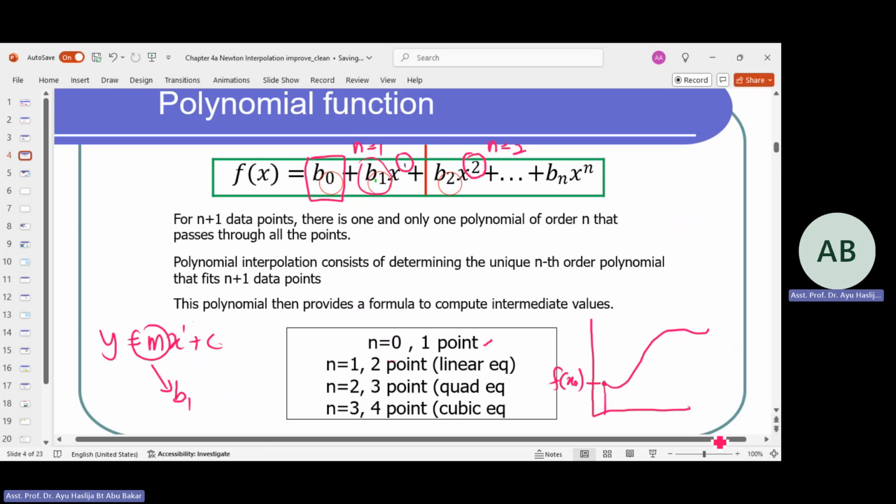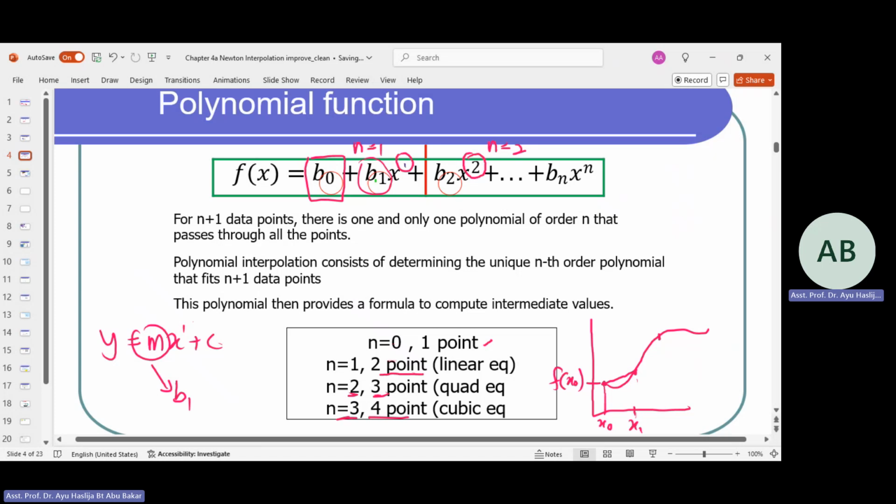For linear, you should have 2 points, x0 and x1. Only then can you have a linear line, right? If only 1, you cannot have a linear line. You need 2 points. If n equals 2, you have 3 points, and it is a quadratic equation. n equals 3, 4 points, cubic equation.